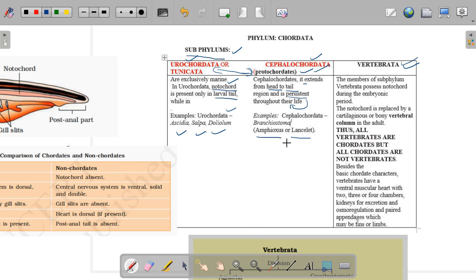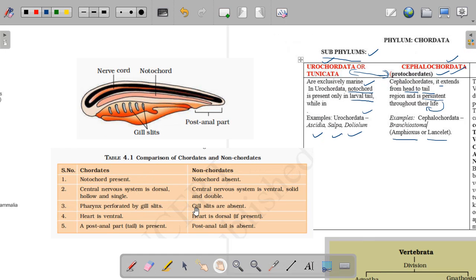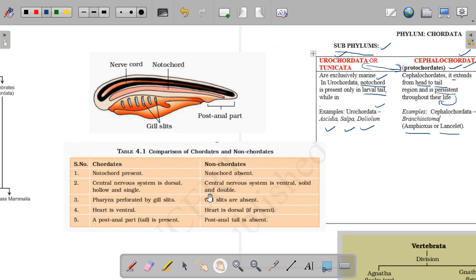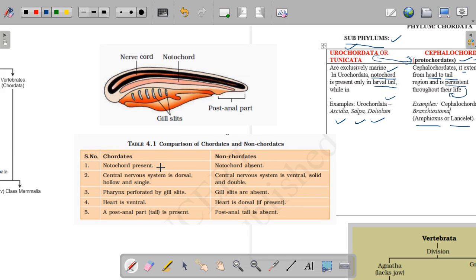Okay, fine. Now, what are chordates exactly? What are the characteristic features of chordates? It is clearly visible in our textbook under Table 4.1. The chordates have these specific characteristics. Chordata is a phylum, and they have these subphyla. Chordates have a notochord, and they have a central nervous system which is dorsal, that means at the back of the body, which is hollow and single.